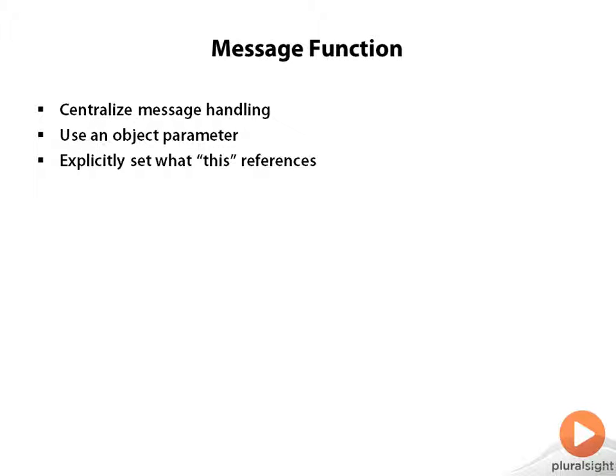For our own purposes, we're going to write a function that will display a message in the message div. This will allow us to centralize the message handling and help keep our event processing logic tidy. While technically this isn't related to event handling, it does help illustrate some of the key concepts introduced in the first segment of this video. We'll follow the pattern outlined in that segment and pass an object parameter that controls the behavior of the function. As a bonus, we'll see how we can explicitly set what the keyword this references when we call a function.